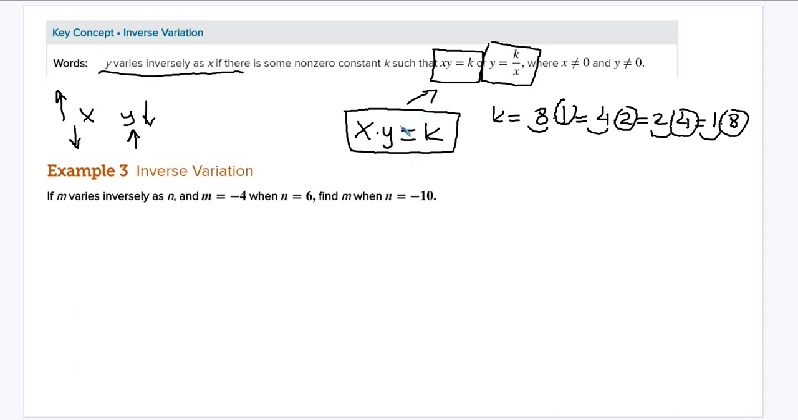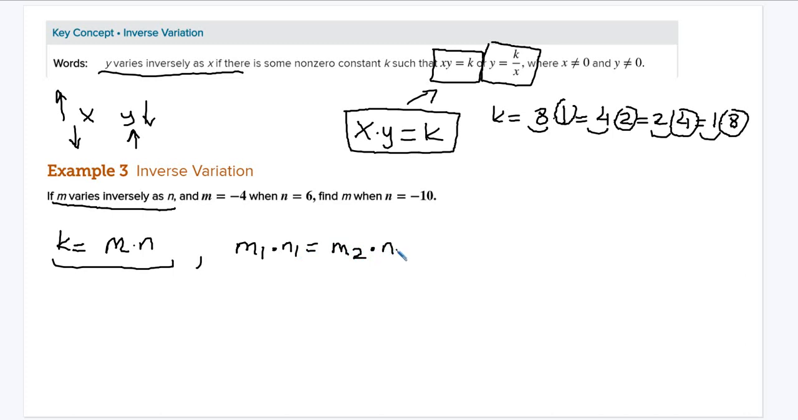Okay, example 3 on page 489. M varies inversely as n, right? So just like the formula we have here, we have xy, that means we should have k. I want to write the k first, m times n. That's what we should have. Since again we are comparing the first and the second numbers, we should say m1 times n1, the first numbers of m and n, should be equal to m2 times n2.